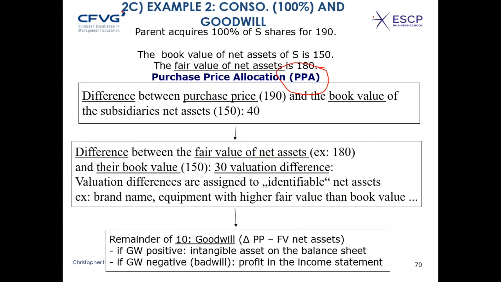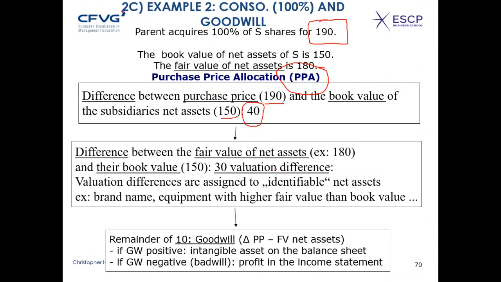That means, in other words, I have to ask myself, I paid 190 to buy the subsidiary. Okay, that's the money I spent. What did I actually purchase? What did I buy with the 190? And I can do this in several ways. For example, that's one possibility in the slide. I can compare the purchase price with the book value. And that means I have a difference of 40 that I paid more.